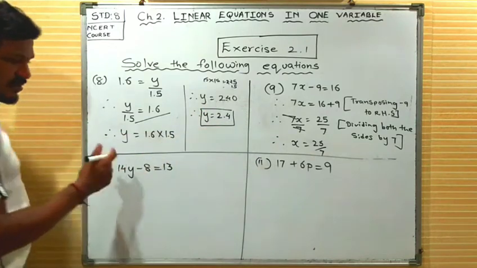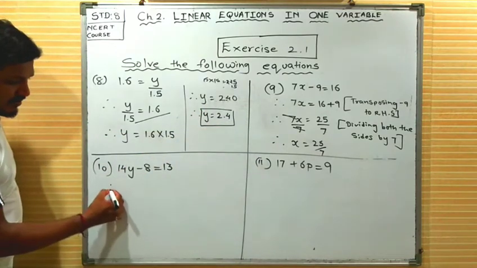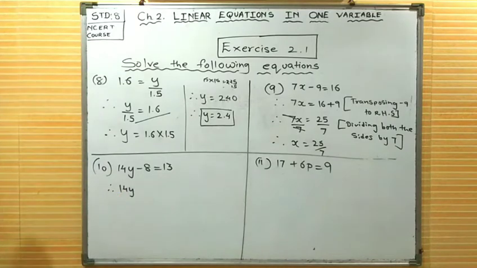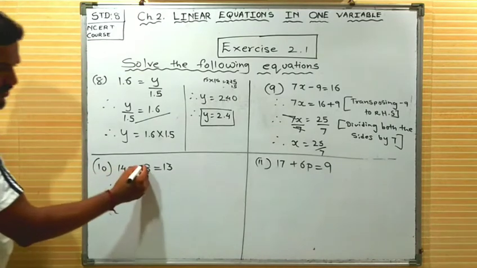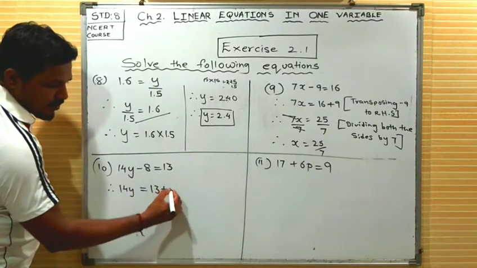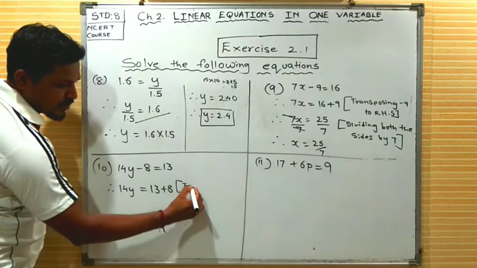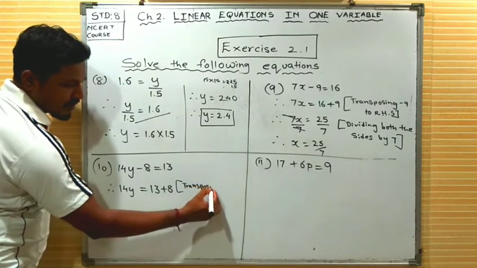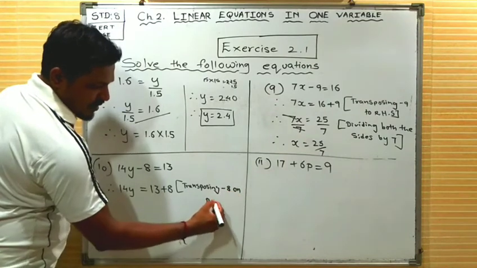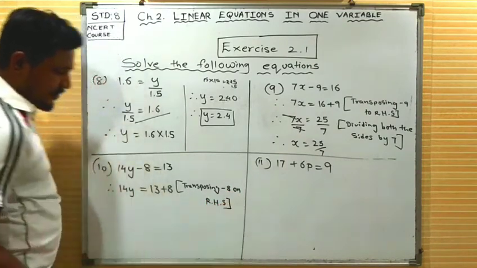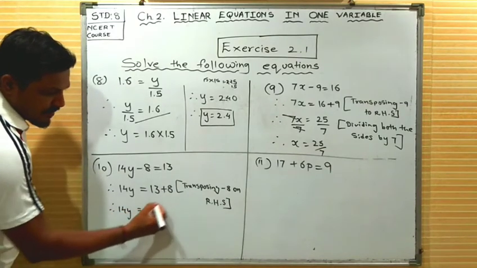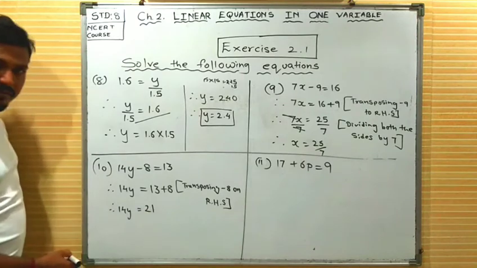Same, example number 10. See here, write 14y as it is. Then transpose this 8 to that side. Negative 8 is going to become positive 8. Write down transposing negative 8 on RHS. Now add it. It will become 21.